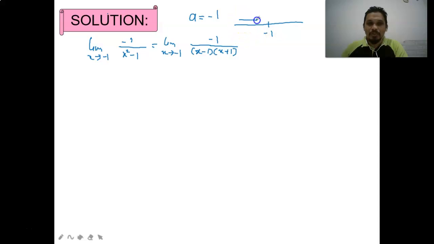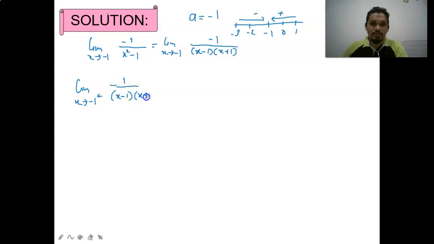So x approaching a, which is negative 1, from the left, we might say it is negative 3, negative 2, negative 1.5, and so on. And when x approaches a from the right side, this comes out with 1, 0, negative 0.5, and so on. Now, the limit as x approaches negative 1 from the right side of the function negative 1 divided by, take this one here, (x minus 1) and (x plus 1).